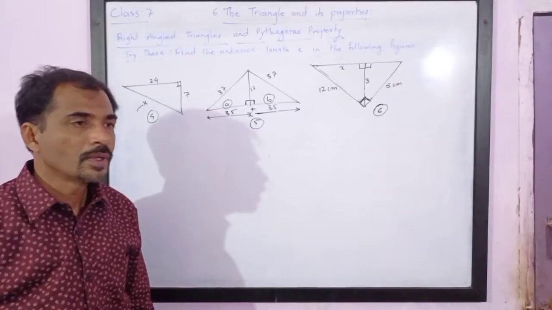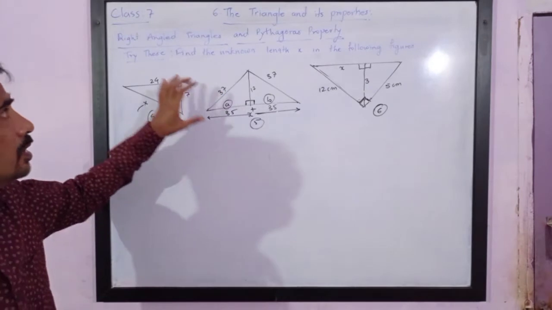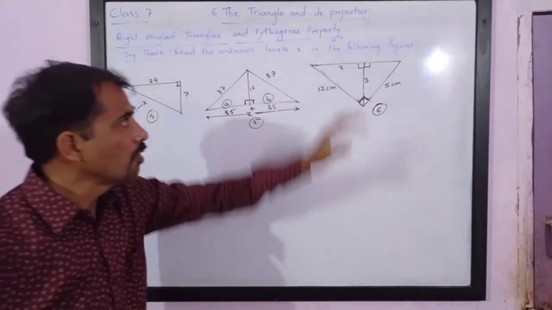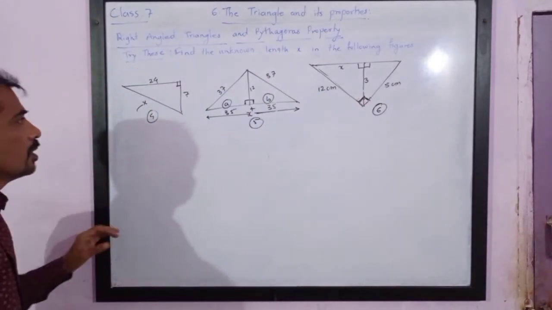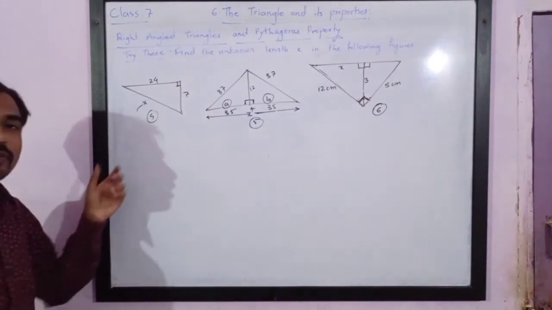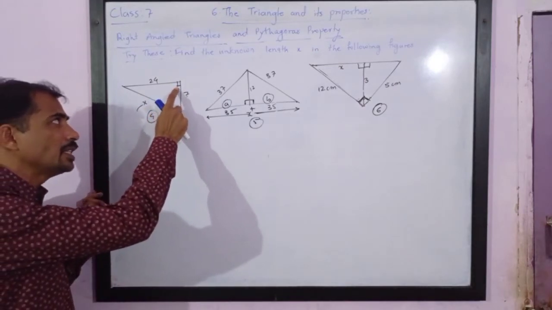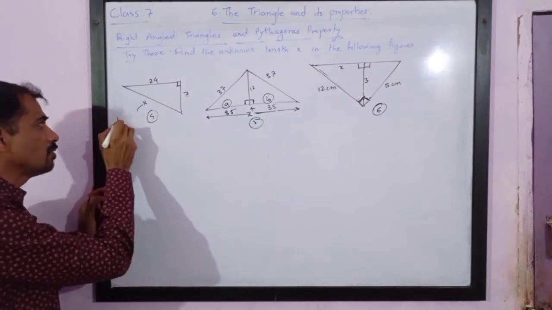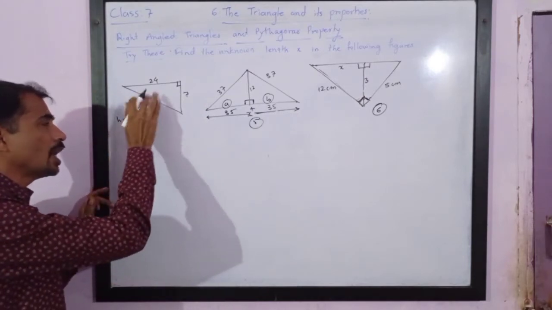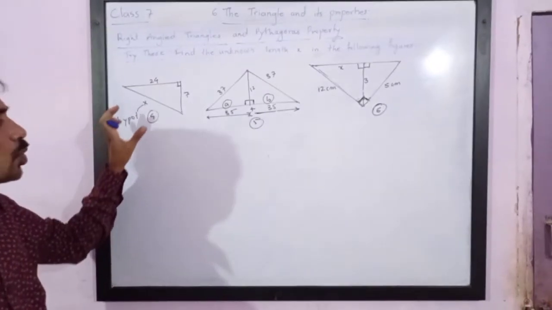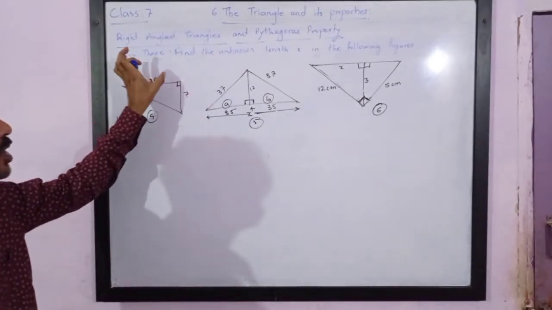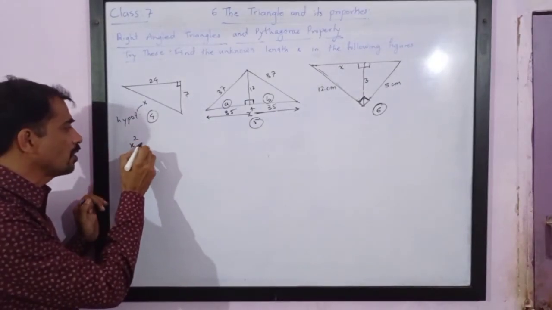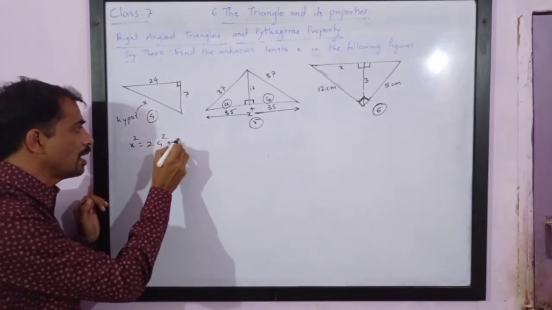Now, dear friends, try this. Find the unknown length x in the following figure. Watch carefully, in the fourth figure we have this angle as a right angle and the side opposite to it is called the hypotenuse. So this x is the hypotenuse in this figure. According to Pythagoras, the square of the hypotenuse is equal to the sum of the squares of the remaining sides. So x square is equal to 24 square plus 7 square.